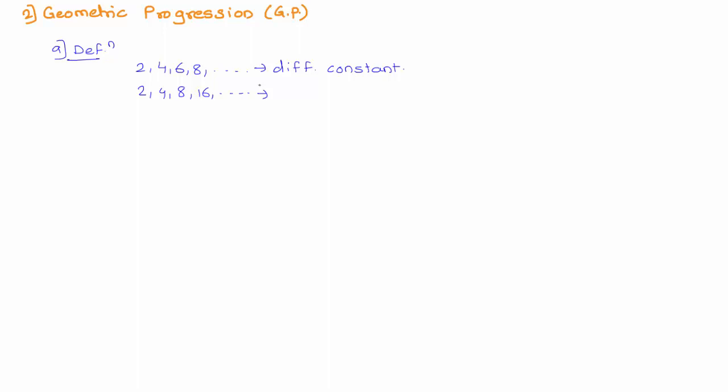2, 4, 8, 16, then next would be 32, right? But how did we get that? How did our brain calculate it? Because the ratio of 4 and 2, 8 and 4, 16 and 8 is always constant. The ratio was 2. So here the ratio between any two consecutive terms is constant, and this kind of sequence is called a GP, whereas the first one we just saw was called an AP. So let us define GP now, students.